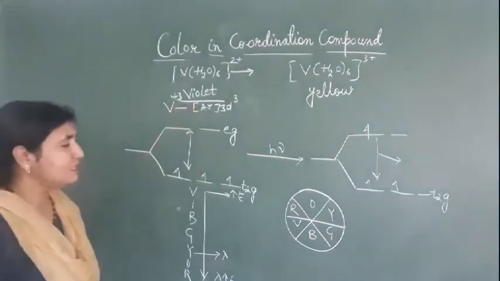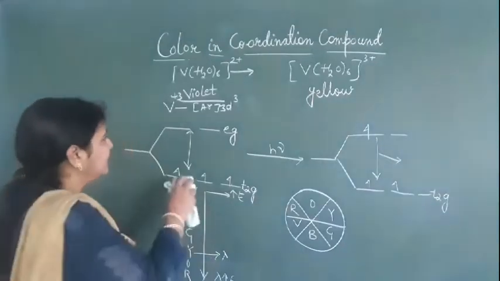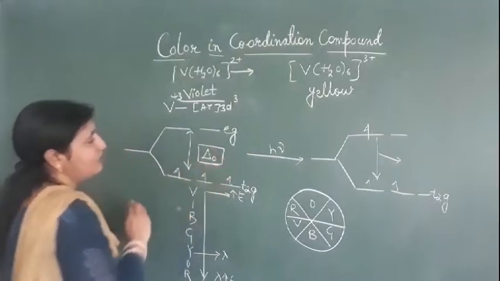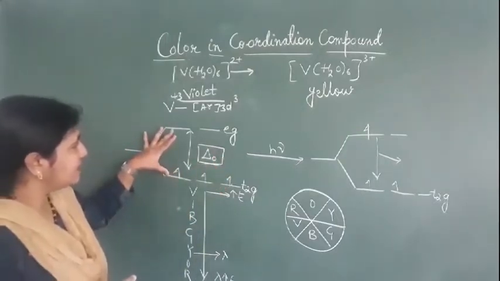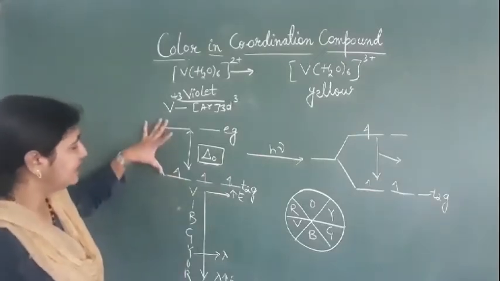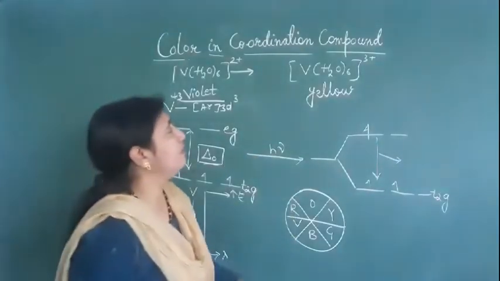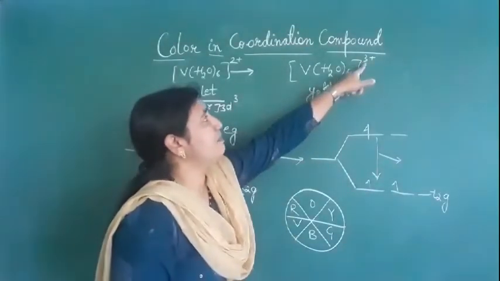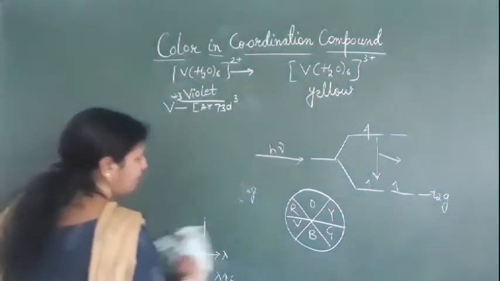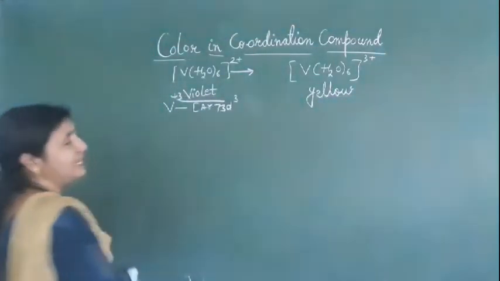That means the color of the coordination compound depends on the crystal field splitting, that is the delta O value. If the splitting is less, they will absorb the low energy wavelength, and if the splitting is more, they will absorb the high energy wavelength. For example, take vanadium H2O6 3+. This splitting depends on the oxidation state of the central metal atom and the type of ligand.